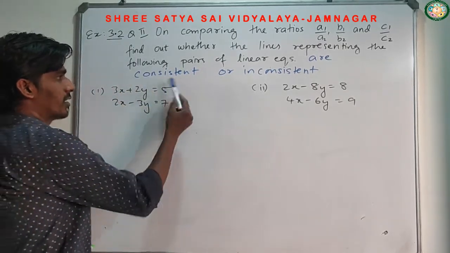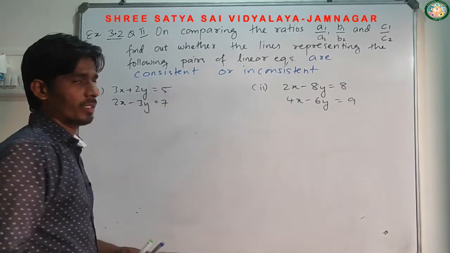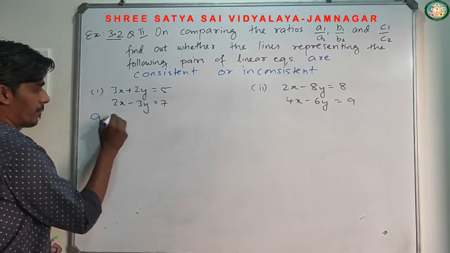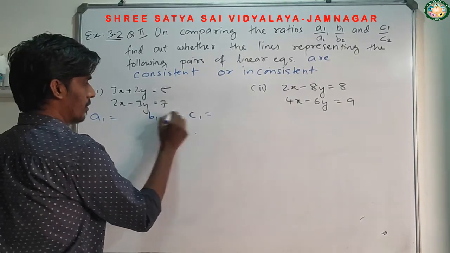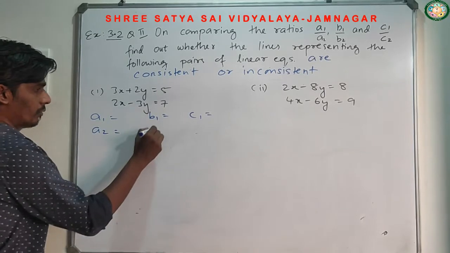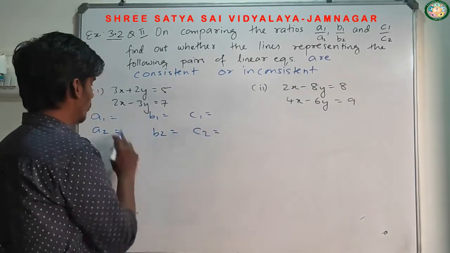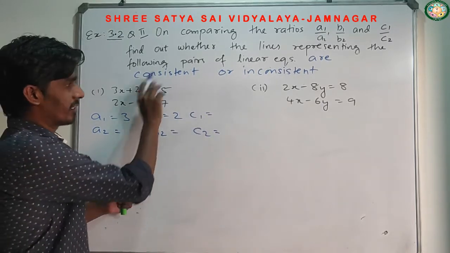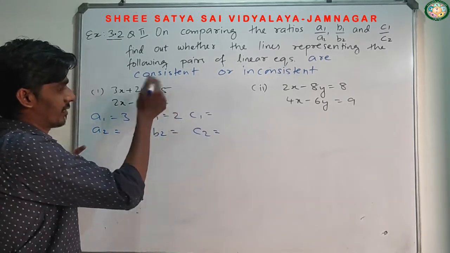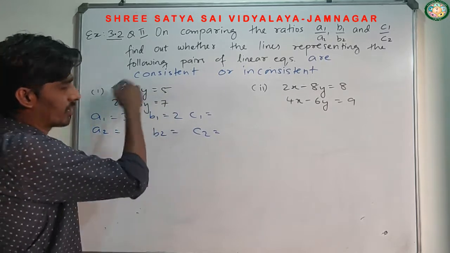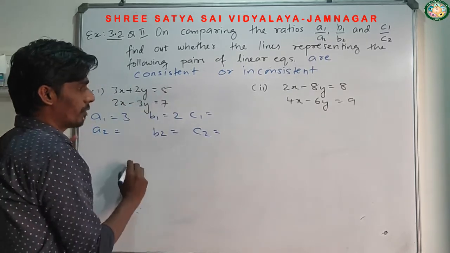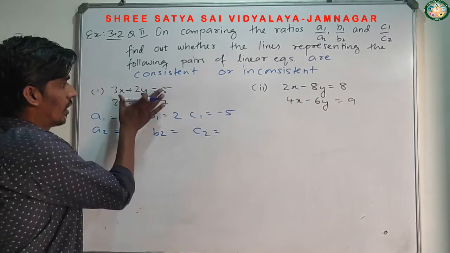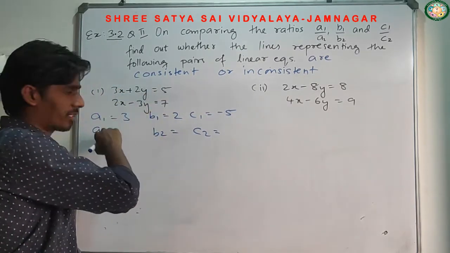Now, as I told you, consistent means if solutions are possible, inconsistent means if solutions are not possible. So again, we have to repeat the same procedure. A1, B1 and C1. A2, B2, C2. What is A1? 3, 2. Now here, 5 is written on right hand side. If I take this 5 towards the left hand side, this becomes minus. So C1 is minus 5.